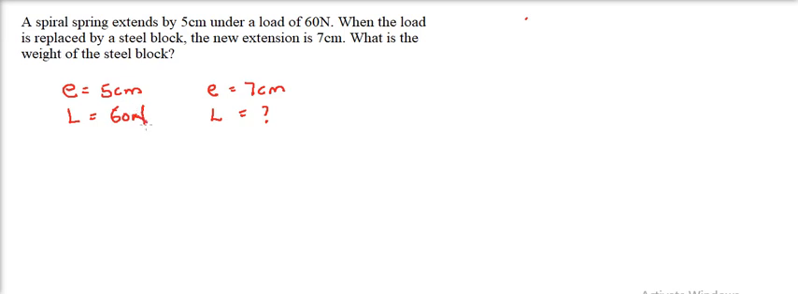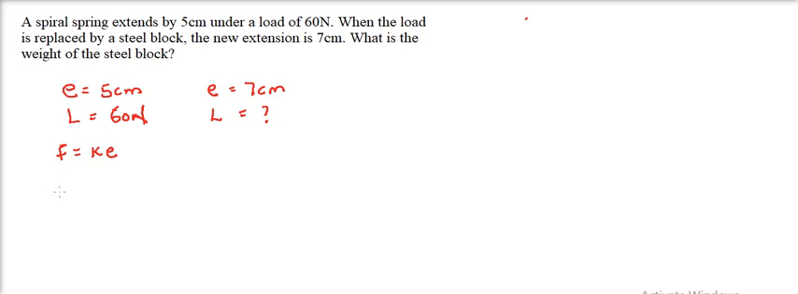Now, from Hooke's law, the formula we derived is that the force is equal to the force constant times the extension. This F is the force or the load, while the K is the force constant and the E is the extension caused by the load. So we know our extension here. We also know our load. Sorry, the units are not aligning, so we have to convert our extension to meters. So we have the extension as 0.05 meters.